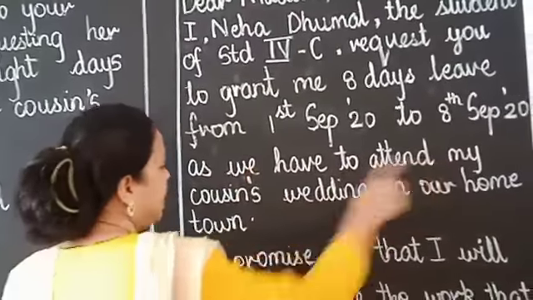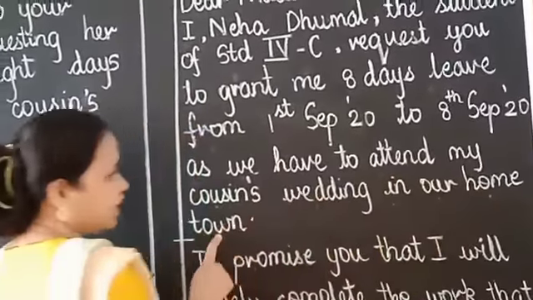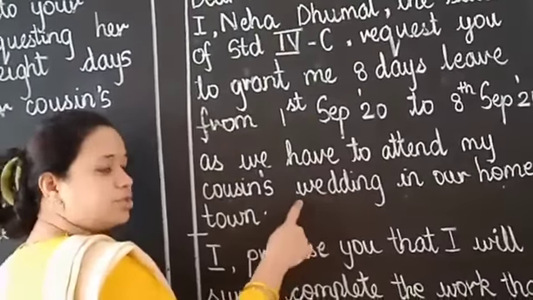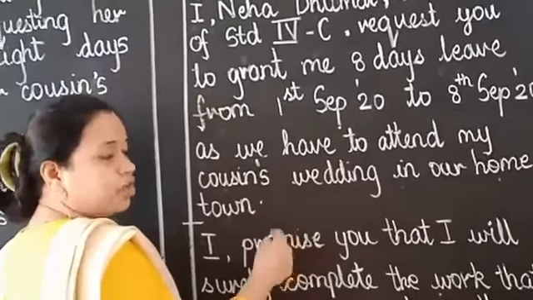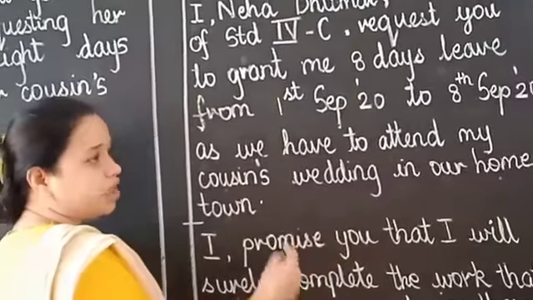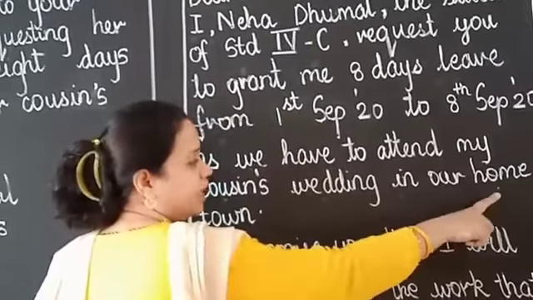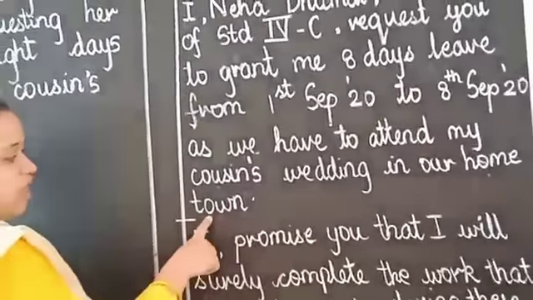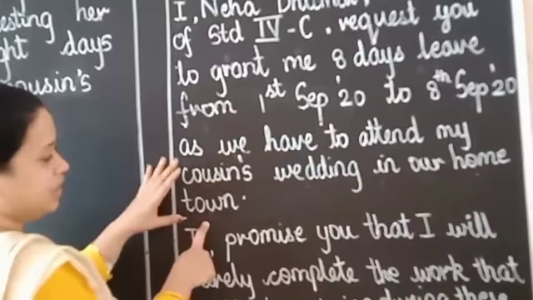We have to attend my cousin's wedding in our hometown. Now, because the wedding is far away, you are going to take some extra time for traveling. Like for going, it's going to take you 2 days, and for coming back, you will take 2 days. So that is why you are writing that the wedding is in the hometown. It is not in a close by area. So you are going to need 8 days. Now after you have finished with the first part of the letter, you have explained the purpose of the letter. Then leave a line again.